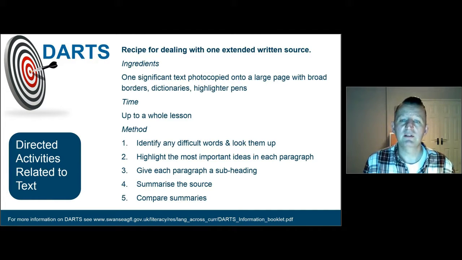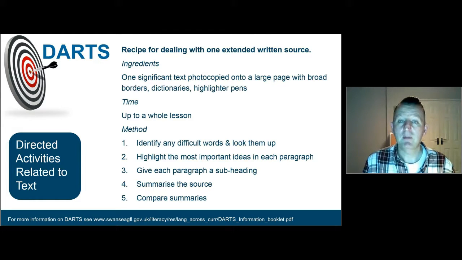What you need for the activity is to take the text, photocopy it onto a large page with broad borders, so there's lots of room for the children to write around the text, and also separate the paragraphs so there is some space between the paragraphs for the children to write in. You need some dictionaries and highlighter pens, and this is a way to spend almost a whole lesson just working on one source.